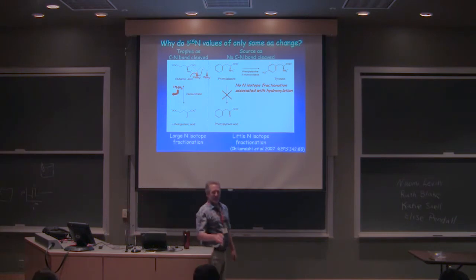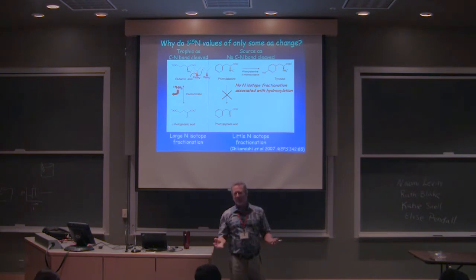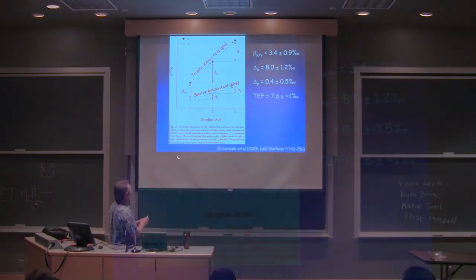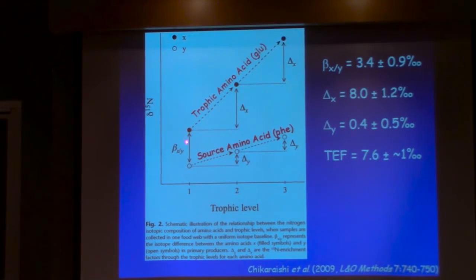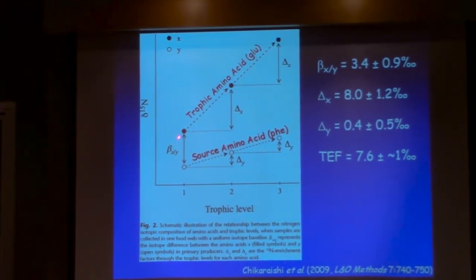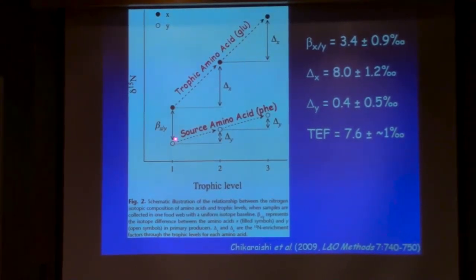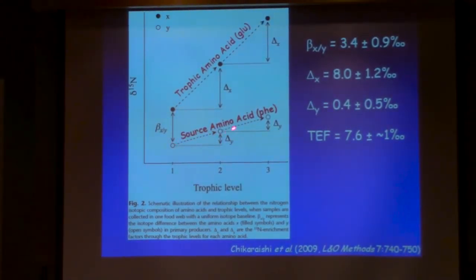But on a first approximation, this is a reasonable explanation that explains our observations. Okay, so diagrammatically, this is what we would anticipate. There is a difference between source and trophic amino acids in algae, and that should be accounted for. But with each trophic transfer, there's a small change in the isotopic composition of a source amino acid like phenylalanine, but it's not nearly as much as a trophic amino acid.